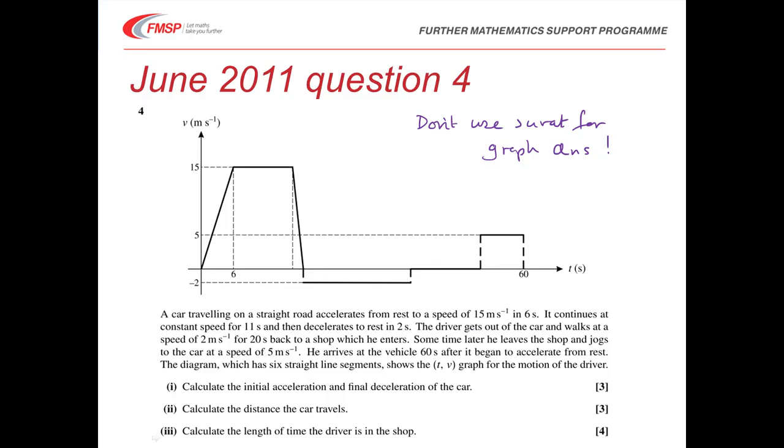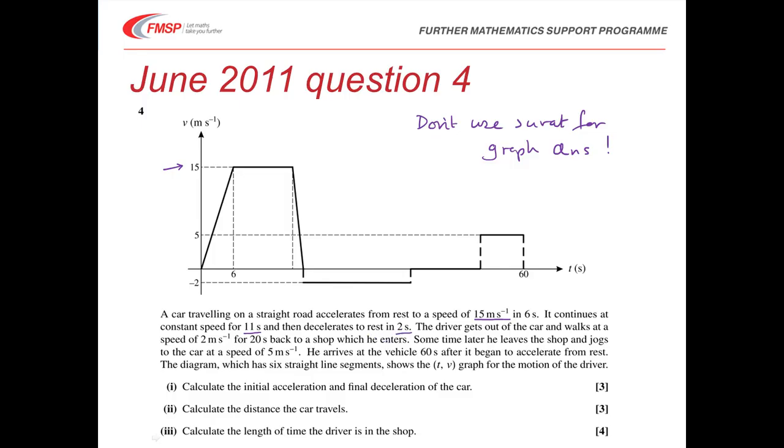Now there's a lot of information here, and what I want to do is transfer it to the graph and work from the graph. So a car is travelling on a straight road. It accelerates from rest to a speed of 15. We can see that here. In a time 6 seconds, the 6 is marked. It travels at a constant speed, so acceleration 0, that's why the graph is flat, for 11 seconds, and decelerates to rest in 2 seconds.